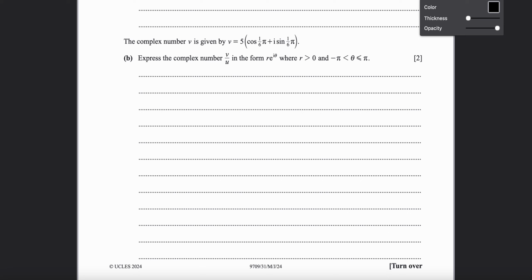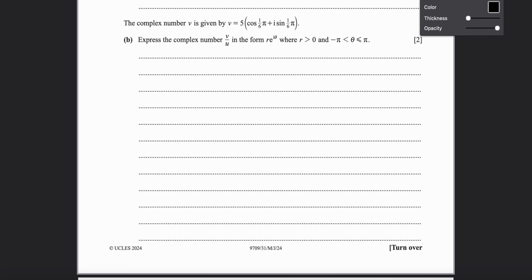For part B, we are given a complex number v, which is equal to 5 (cos 1 over 6 pi plus i sine 1 over 6 pi). Express the complex number u over v in this form. This is the exponential form. So we need our r, which is still the modulus, and our theta, which is the argument. But now r is the modulus of u over v, and theta is the argument of u over v.